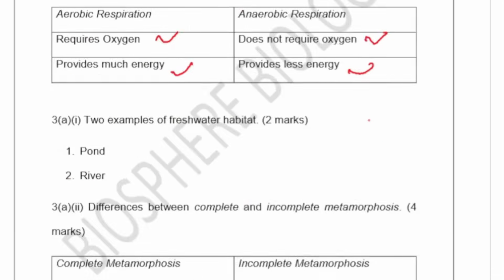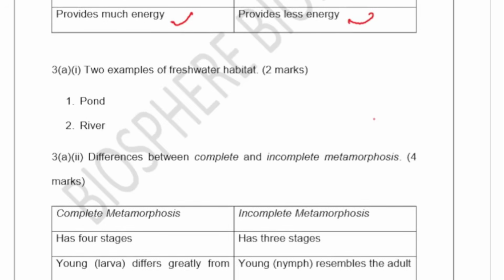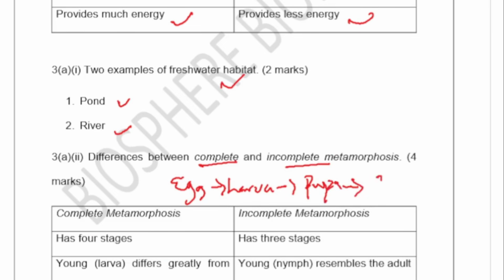So let's look at number 3 answers. Number 3, 2 examples of freshwater habitats. Basically, you have your pond, you have your river. The difference between complete and incomplete metamorphosis. So complete has 4 stages. It has the egg, the larva, the pupa, and then finally ends with the adult. Either you call it the adult or you call it the imago. It's the same thing actually.